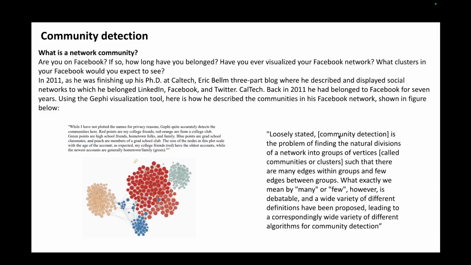So loosely stated, community detection is the problem of finding natural divisions of a network into groups of vertices, which are called communities or clusters, such that there are many edges within each group and few edges between the groups. The communities themselves should be very well connected, but one community should not be very well connected to another community. That is the whole concept. What exactly we mean by many or few, however, is debatable, and a wide variety of different definitions have been proposed, leading to a correspondingly wide variety of different algorithms for community detection.